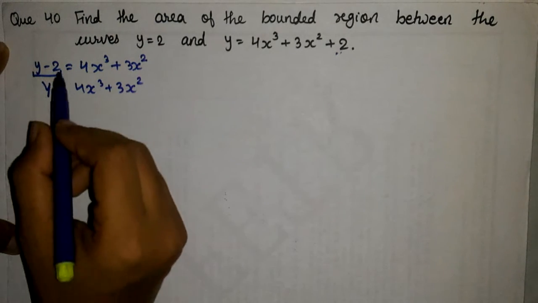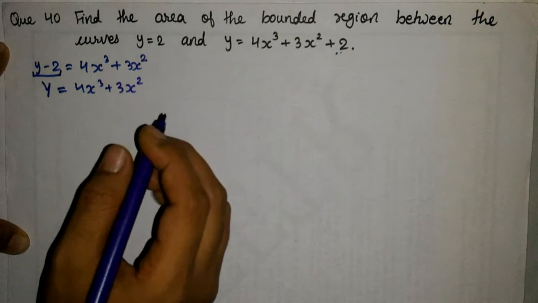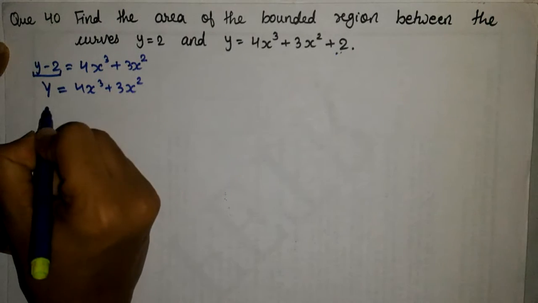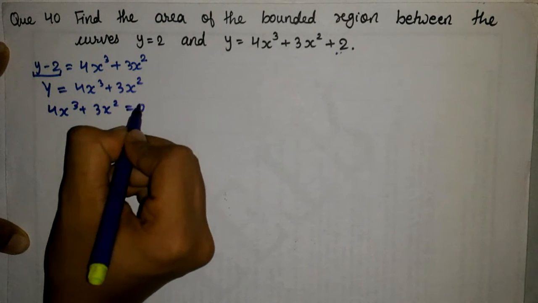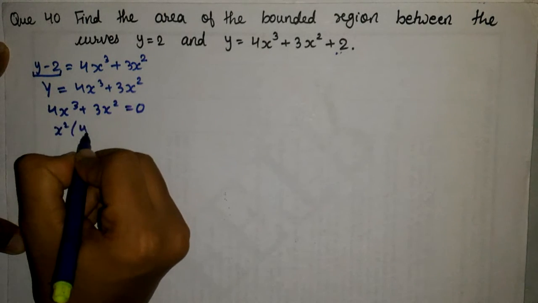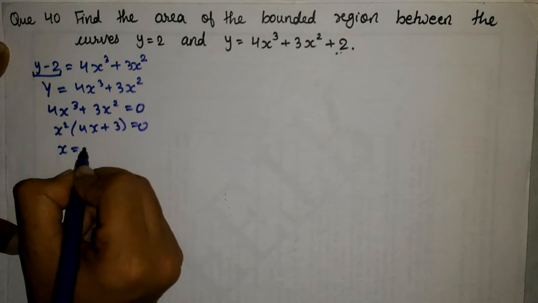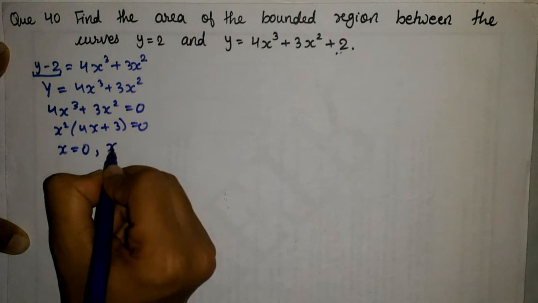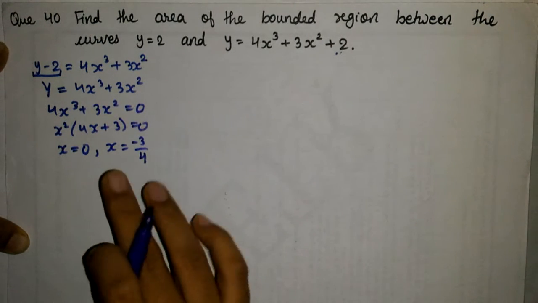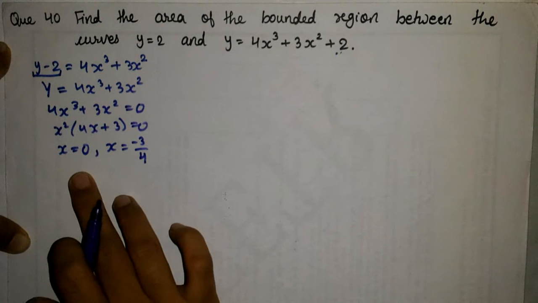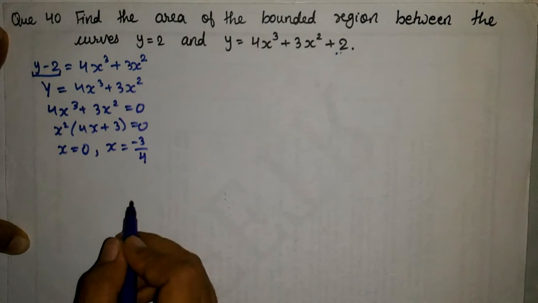Now let's equate this equation to 0 to know the roots of the equation. So when we equate 4x cubed plus 3x squared to 0, we get x squared into 4x plus 3 is equal to 0. So the intersecting points are x equal to 0 and x equal to minus 3 by 4. So we got these 2 points, x equal to 0 and x equal to minus 3 by 4. Now let's draw the diagram.